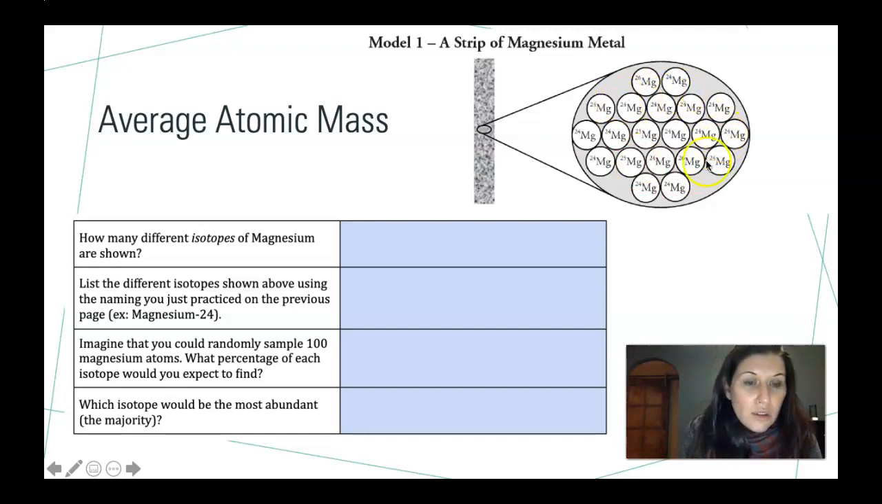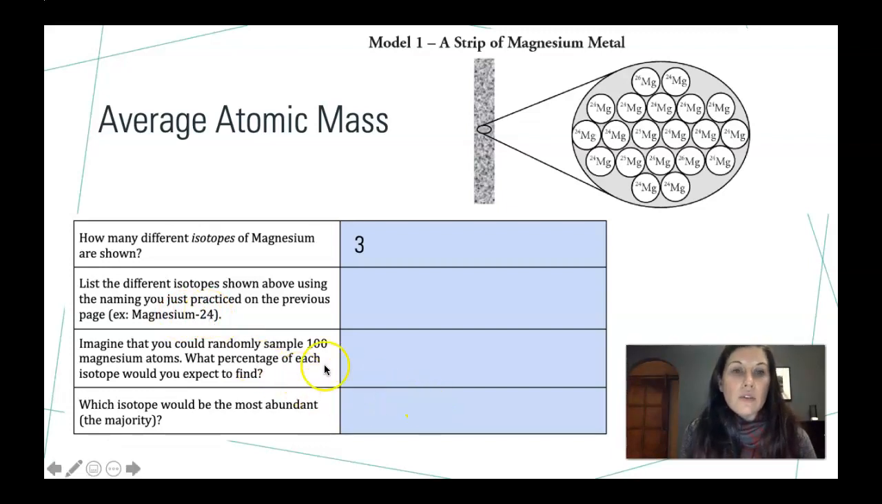Okay, so this is our zoomed in view. If you look there, how many different isotopes do you see? I see magnesium 24, 25, and 26. So there are 3 different isotopes of magnesium. Now, I'm going to let you do this practice here. List the names of them. I've given you the example for magnesium 24. List the other 2.